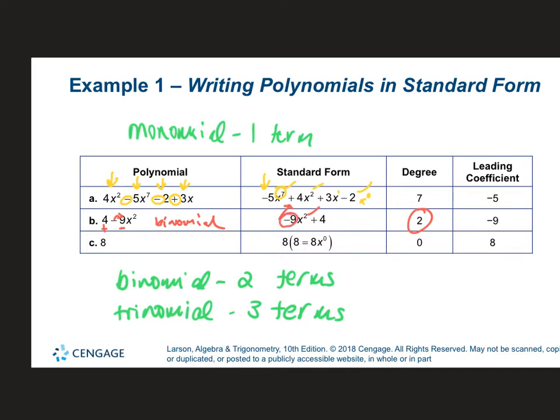In letter C, you have a constant. 8, which is just a plain old number, is the same as 8x to the 0 power, because remember, anything to the 0 power is 1. So in this case, you'd write it in standard form. You just write the number itself. The degree would be 0 and the leading coefficient would be 8.